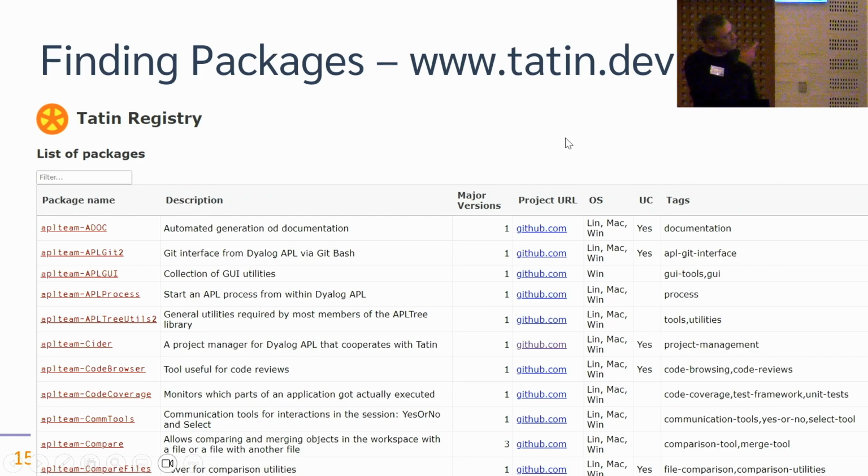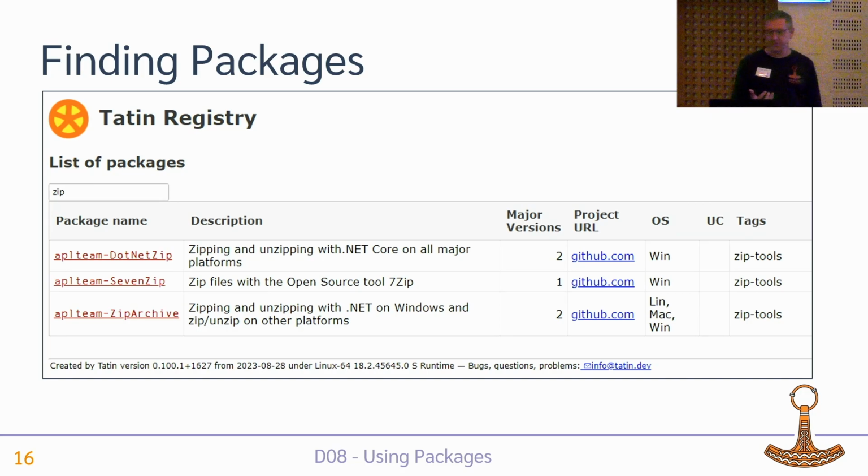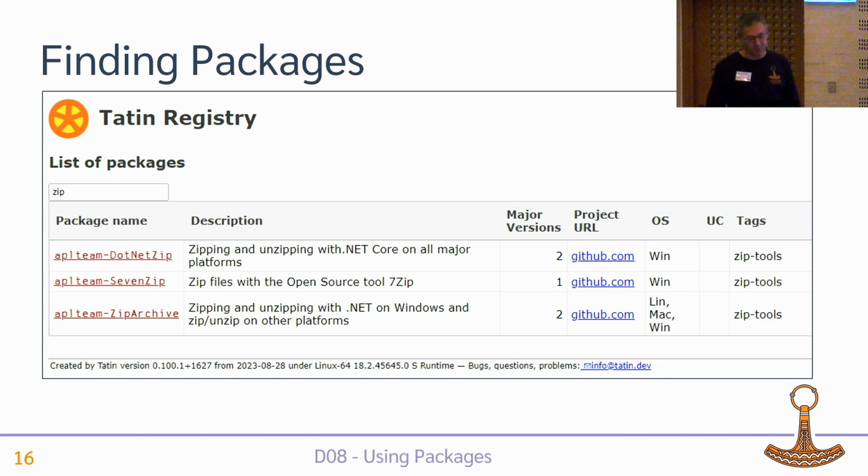If you go to tatin.dev, you can get a list of packages, and it's still no more than a couple of page downs and you can see them all, but there is a filter function. So if you wanted to see the zip file ones, I'm not sure why we already need 3 zip file packages, but this is what makes it so wonderful to have a package management system, is that there's so much choice. So even when you only have 48, there's already choice.